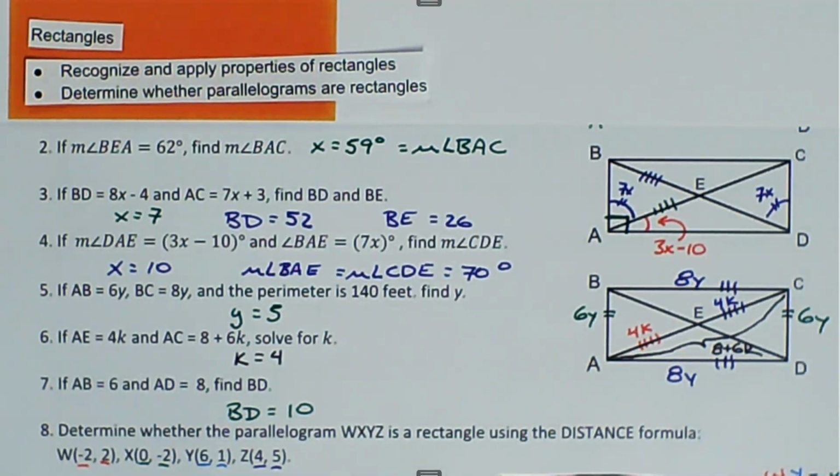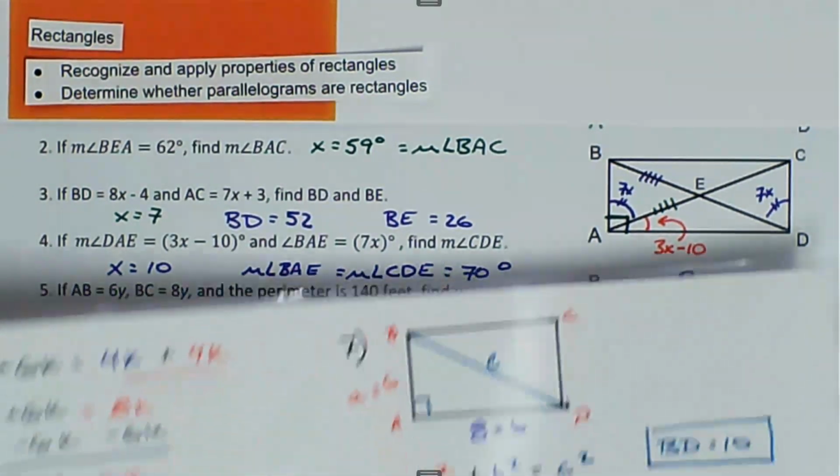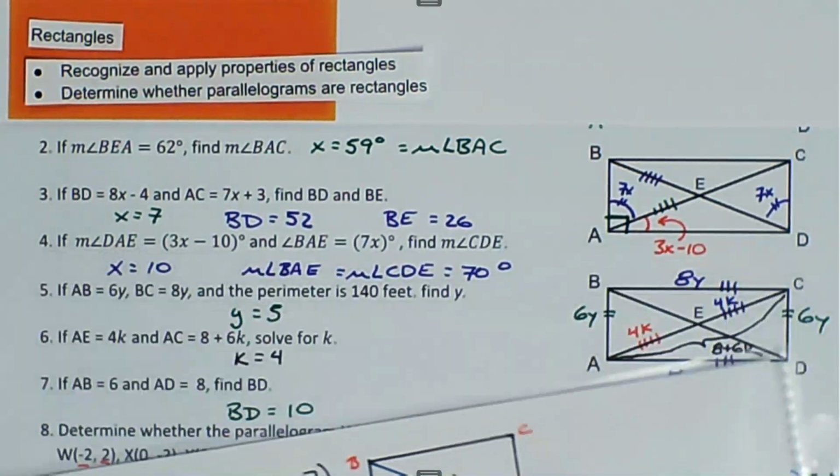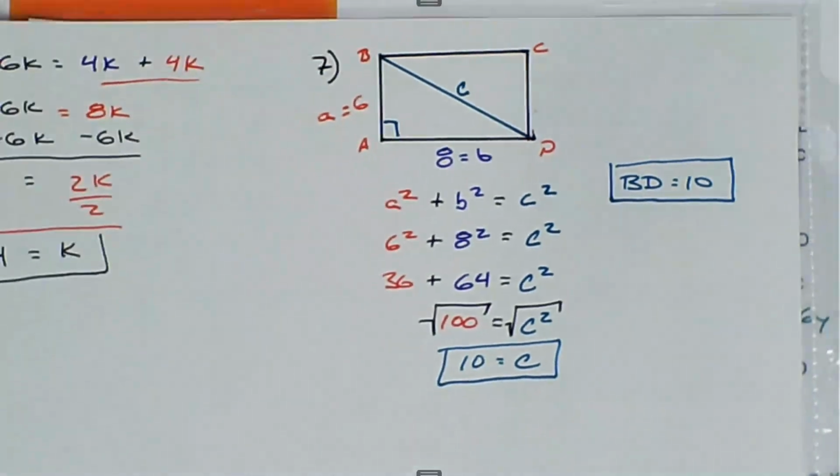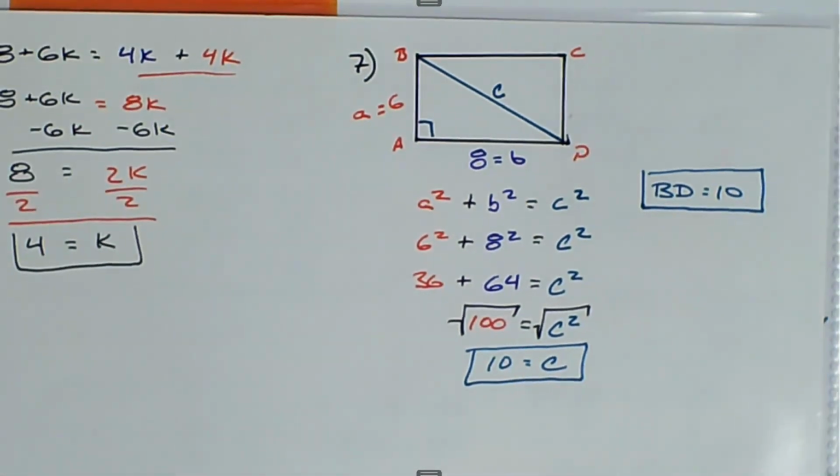And then number 7, it says that AB is 6 and AD is 8. Find BD. So this is Pythagorean theorem. So I redrew the picture so it's a little bit more clear and labeled the things appropriately. So AB is 6 and AD is 8.